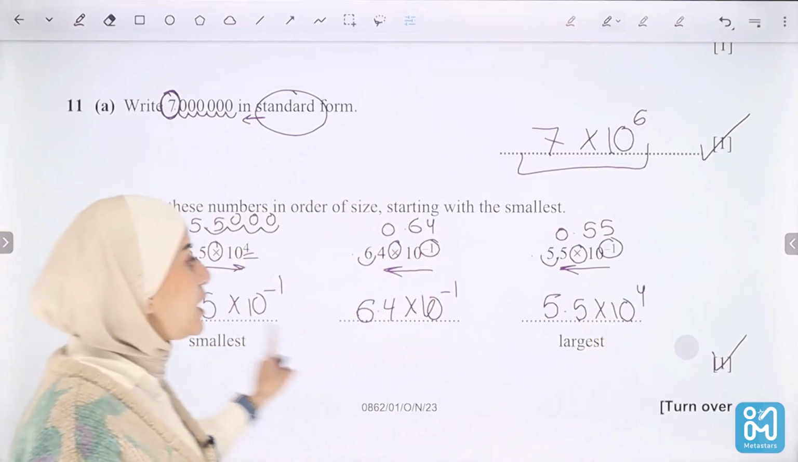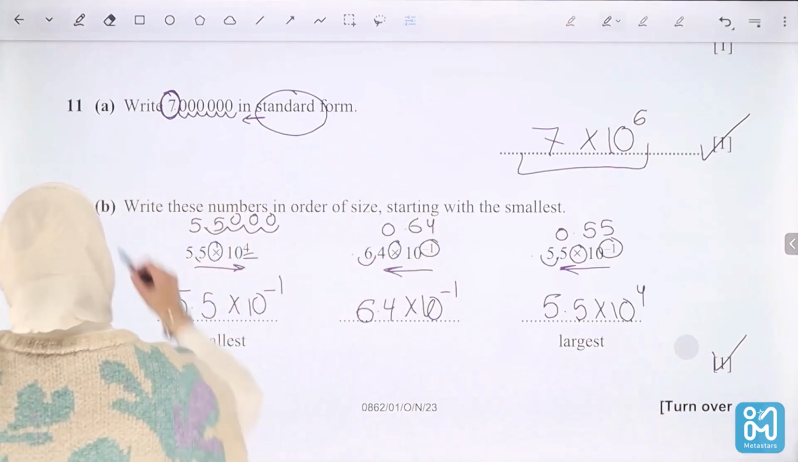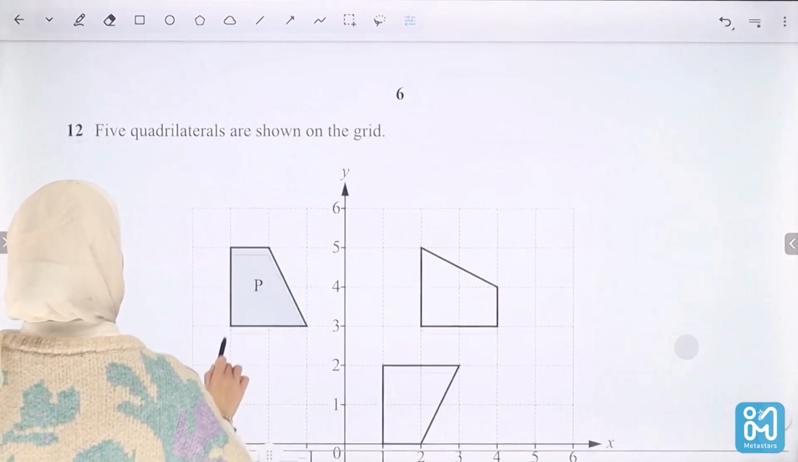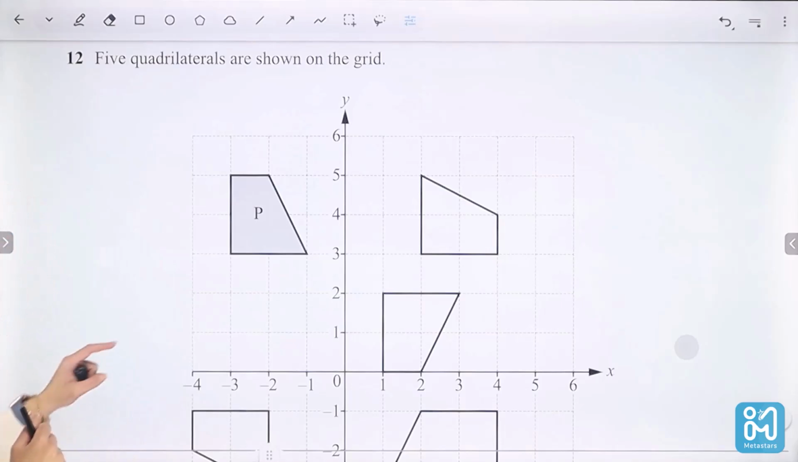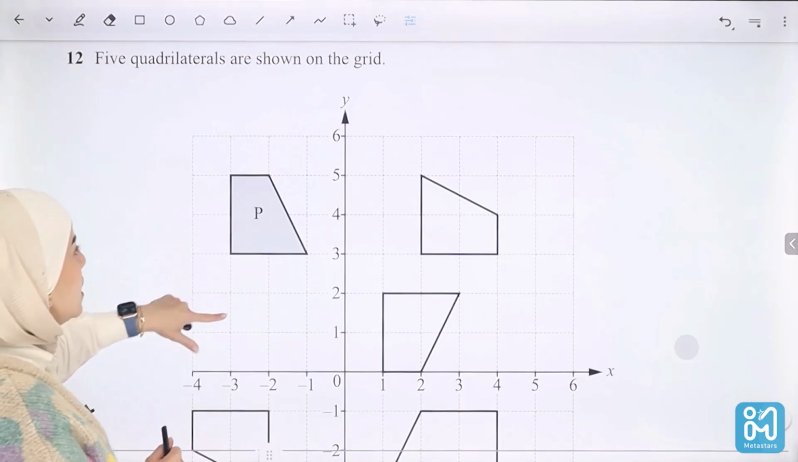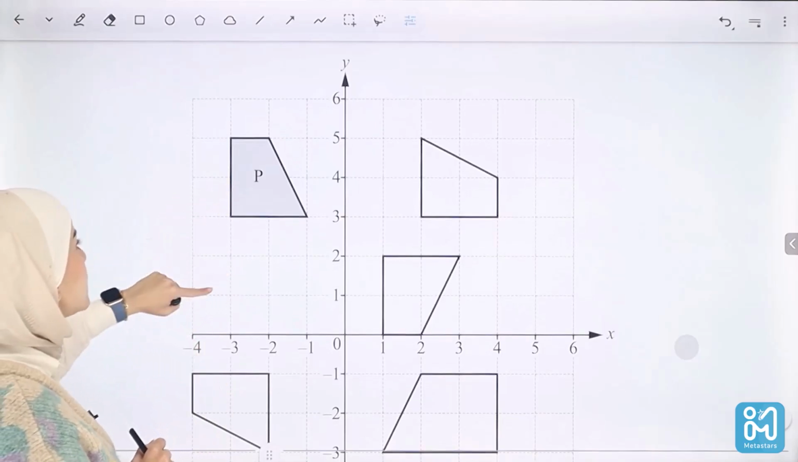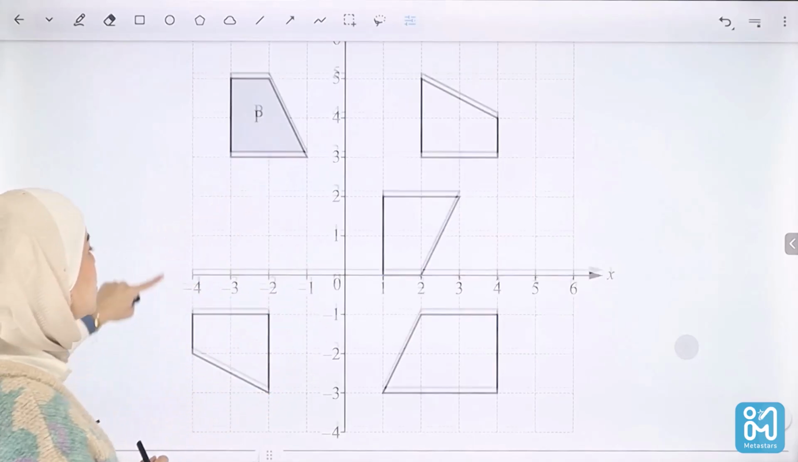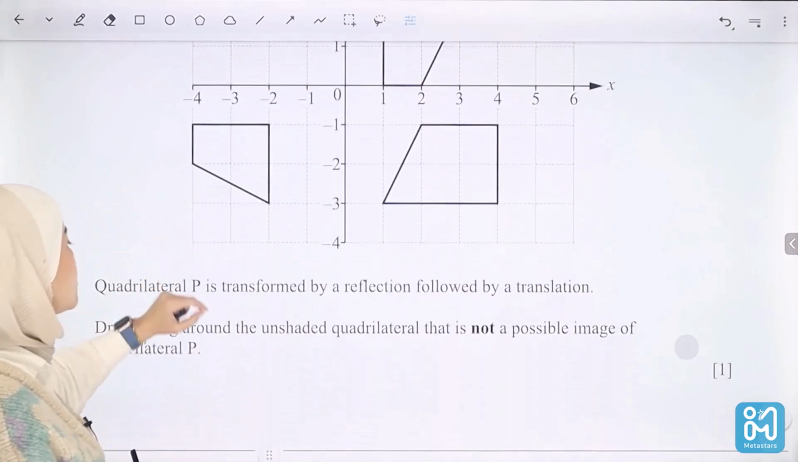Again, three should be correct to get the mark. Okay, now let's move on to question 12. We have 5 quadrilaterals shown in the grid. As you can see, this is P, the only one with a letter, the only one with a label. And we have different quadrilaterals on this grid. Now let's see what they want us to find out.